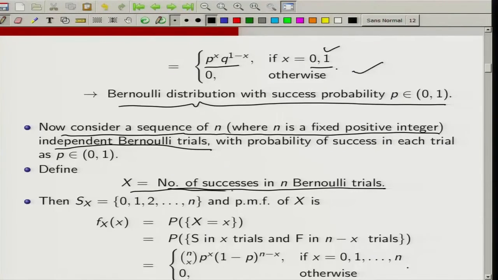Since I am talking about the number of successes in n Bernoulli trials, my support would be 0, 1, 2, and so on. What would be the probability mass function of X? f_X(x), which is probability X equal to x.